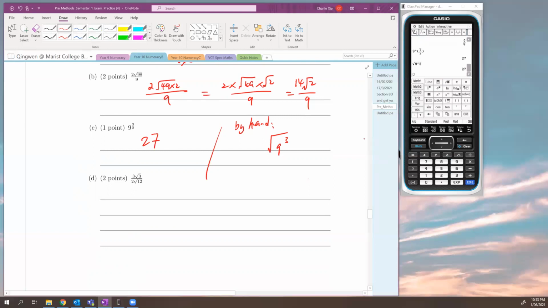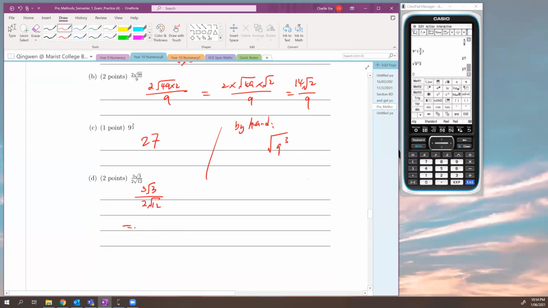Okay, last one, 2 points. So 3 root 2 over 2 root 12. So this could be 3 on top, sorry, 3 on top. So this could be 3 root 3 over 2 root 12. Let me write it again, 3 root 3 over 2 root 12.